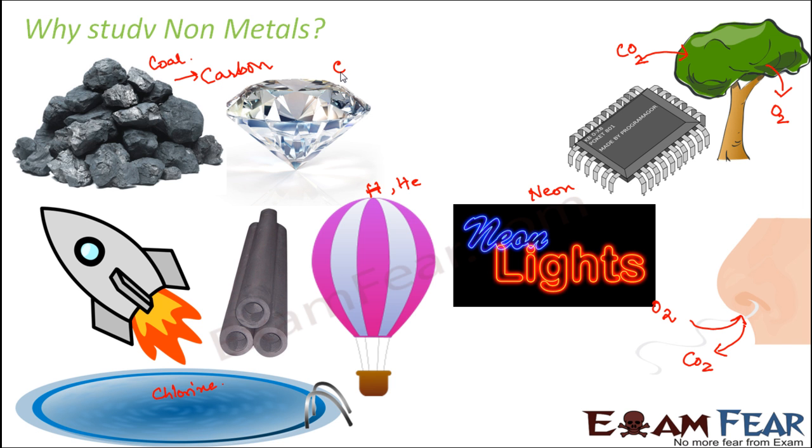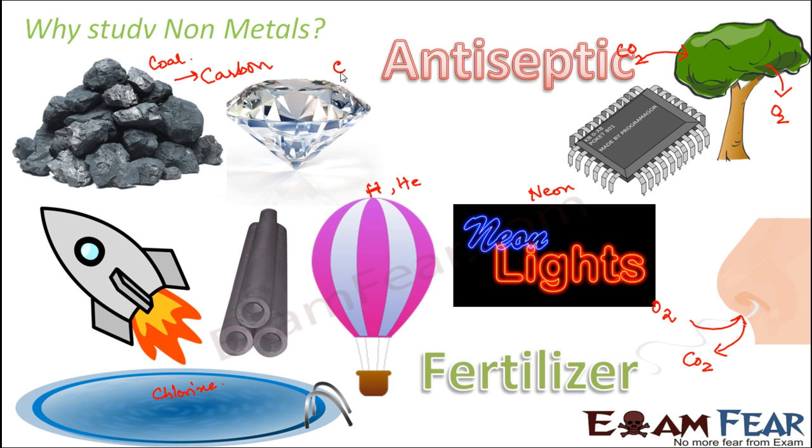these are all examples of non-metals. Not only that, in fact, non-metals are also used in a lot of antiseptics. For example, iodine. Yes, the same iodine which is present in salt, the iodized salt. So iodine is also useful in preparation of a lot of antiseptics, and that's how we see that even non-metals are also used in our day-to-day life.